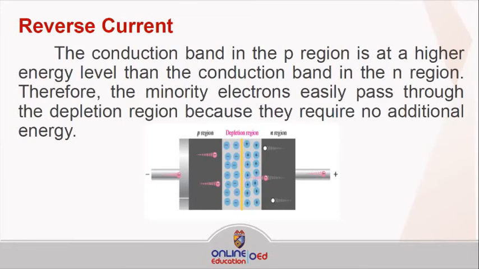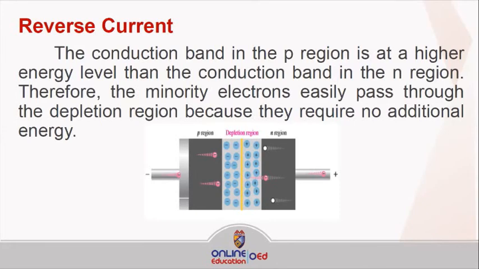Then, continuation, the conduction band in the P region is at a higher energy level than the conduction band in the N region. Therefore, the minority electrons easily pass through the depletion region because they require no additional energy.